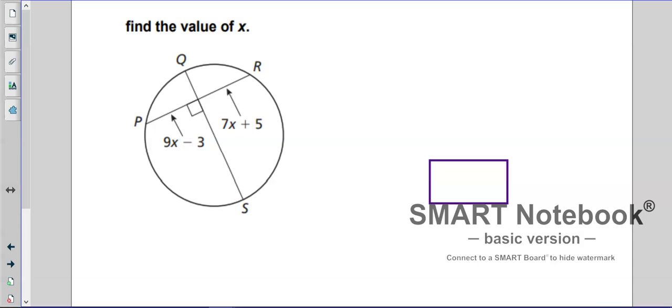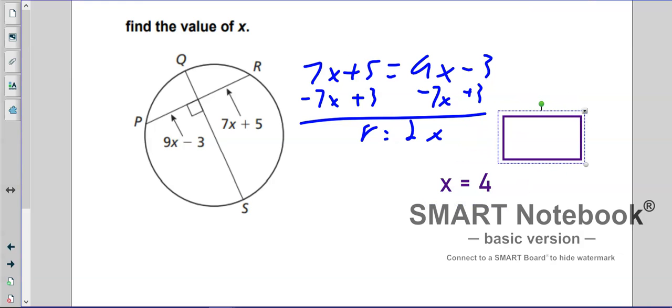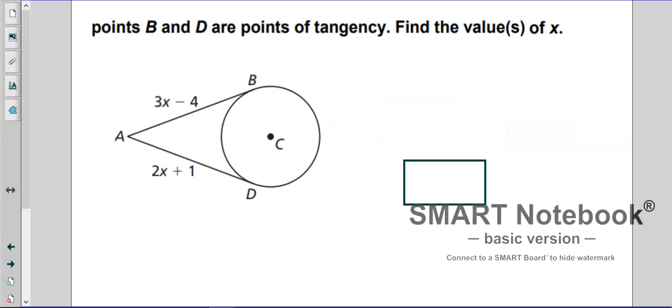All right, find the value of x. In this case, these two segments are equal to each other. So I'm going to subtract 7x, move my letters to the right, keep it positive, which means I'm going to move my numbers left. So this gives me 8. That's 2x. When I divide by 2, I get an answer of x is 4. Remember, if you need to hit pause anytime, feel free. Okay.